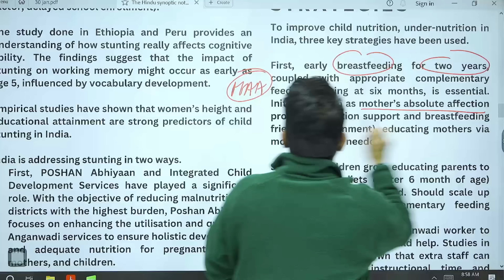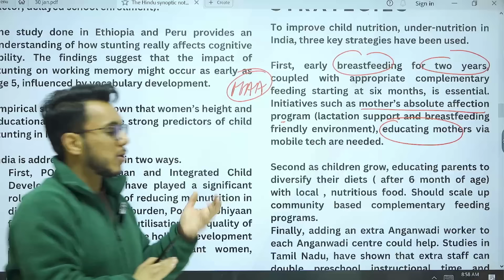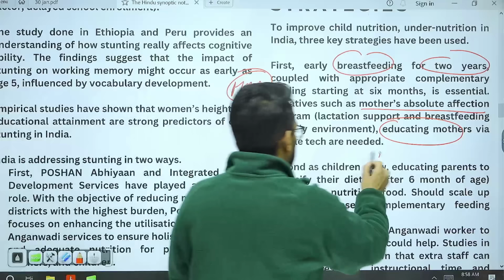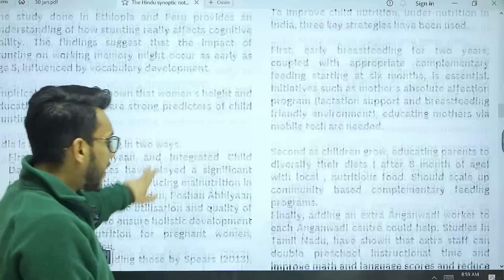Okay, also what is happening? Mothers are being educated about the importance of breastfeeding through technology, seminars, videos, etc. Also, as the children grow, parents are to be educated that their diets are to be diversified, particularly after 6 months. And with diversified diets, stunting, etc. can also be reduced. Also, complementary feeding should be given to the child.